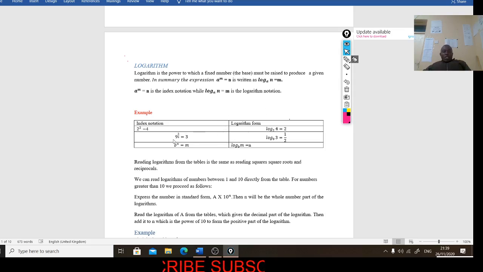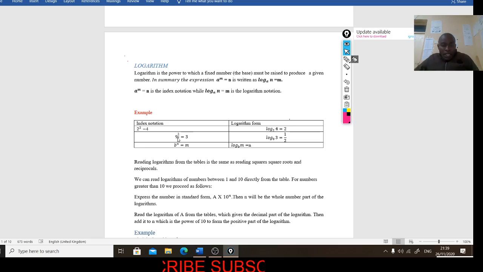For example, in index notation and logarithm form, 2 squared equals 4 means that log to base 2 of 4 equals 2. You take 4 here, and you take the power here. So log to base 2 of 4 equals 2.